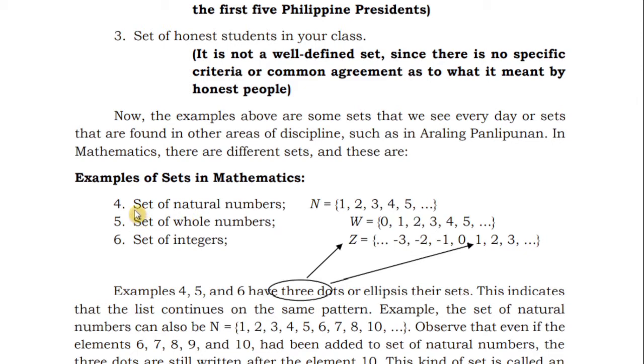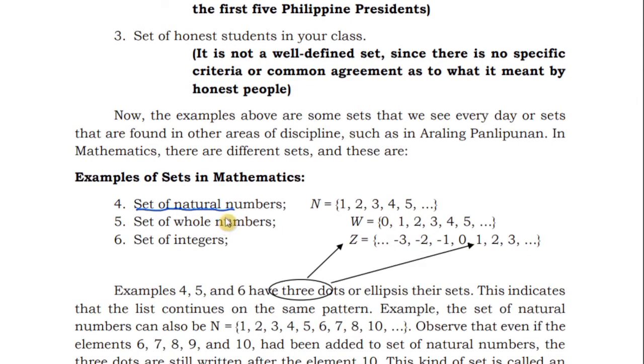Set of natural numbers. When we talk about the set of natural numbers, these are the counting numbers. So we have here 1, 2, 3, 4, 5, and so on. This is the roster method, and the braces here are what we use in that method.